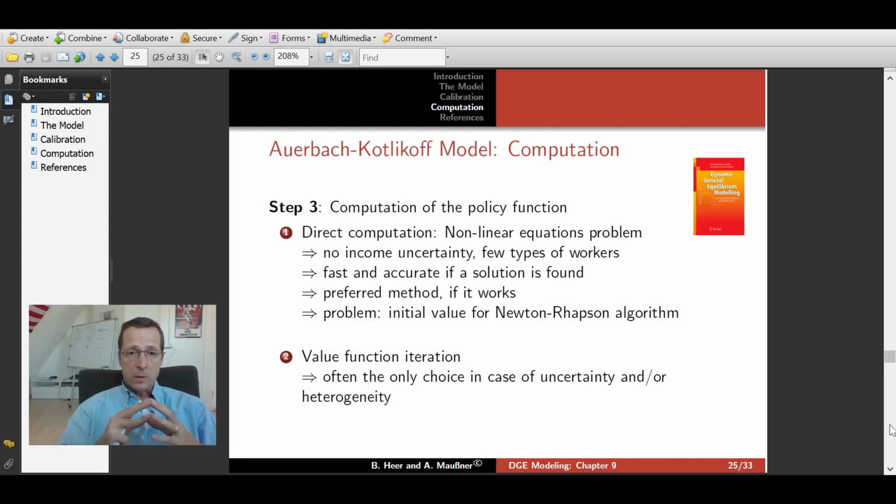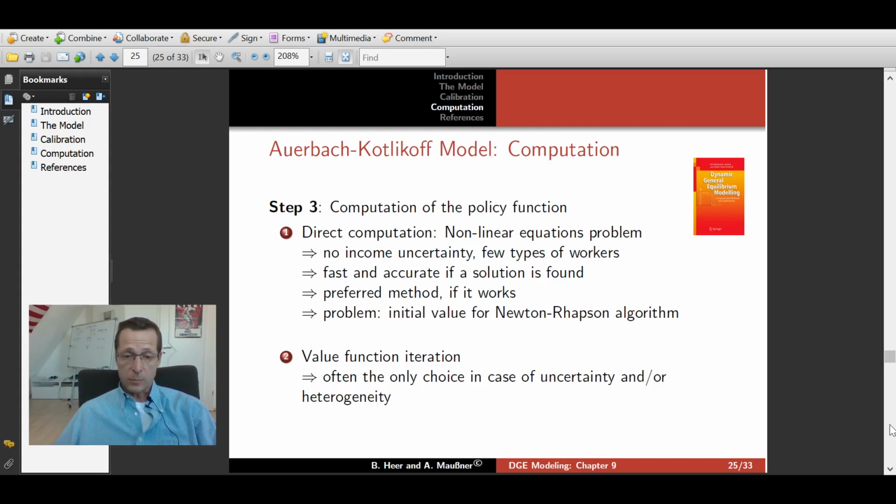But whenever we have a somehow manageable number of nonlinear equations, we try to solve them directly using a Newton-Raphson algorithm or similar methods to solve the nonlinear equation problems, which in our case consist of the 59 Euler equations and the 40 first-order conditions with respect to labor.